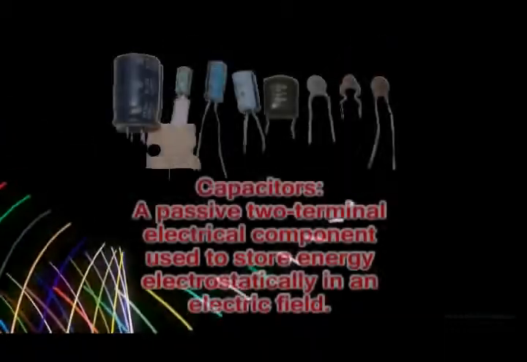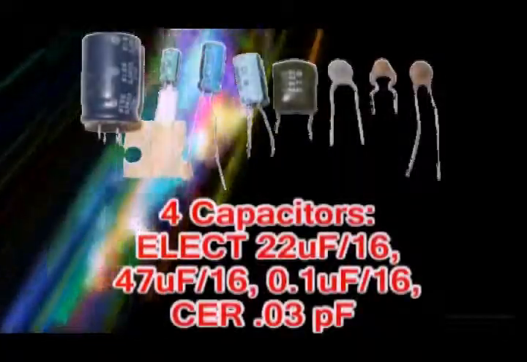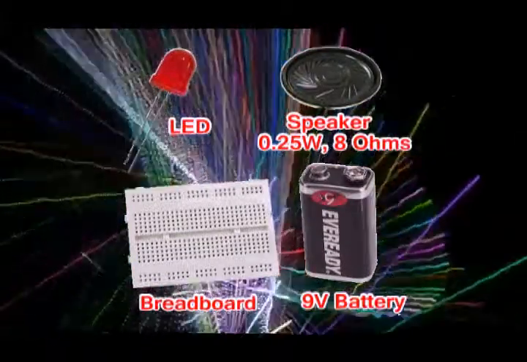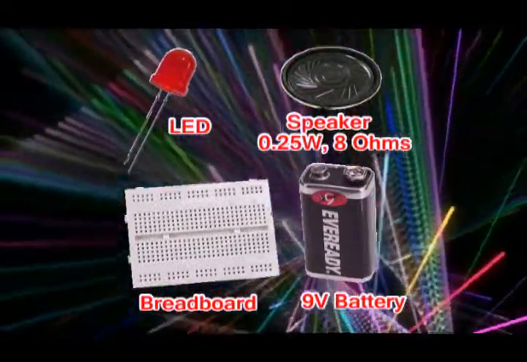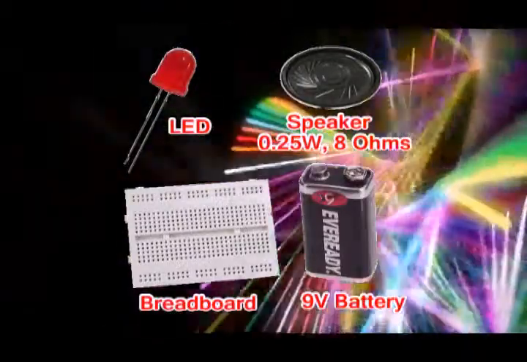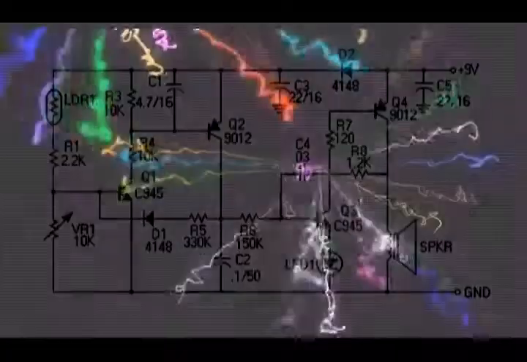In this circuit, capacitors with capacitance 22 microfarad, 47 microfarad, 0.1 microfarad, and 0.03 picofarads are used. The other 4 components are an LED, a speaker with 0.25 volt and 8 ohms, a PCB, and a battery. Let's look at the circuit. Basically, the alarm will turn on when there is light and it will turn off when there is no light.